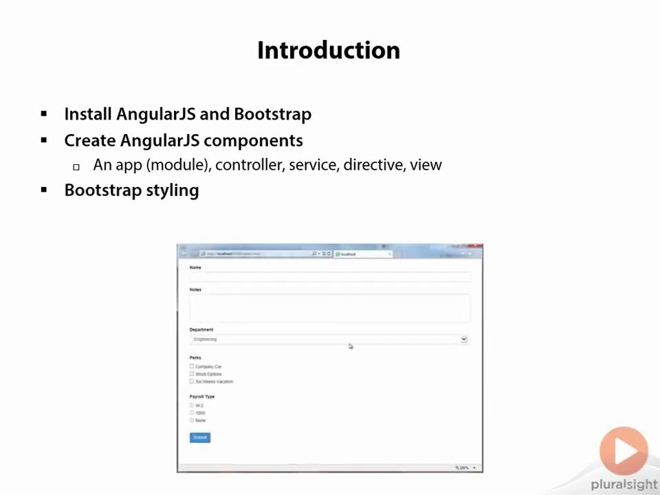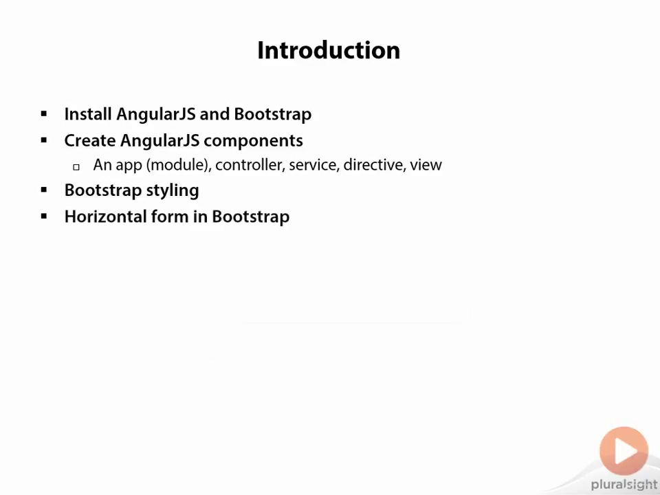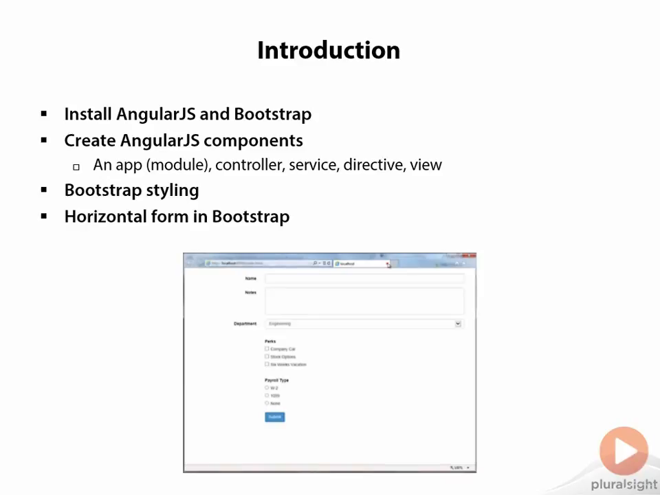We'll add Bootstrap styling to the form. Bootstrap offers many useful classes to keep our forms looking good and staying responsive on different display sizes. We'll use Bootstrap's 12-column grid system to create a horizontal form, where the field labels are placed to the left of the input controls.